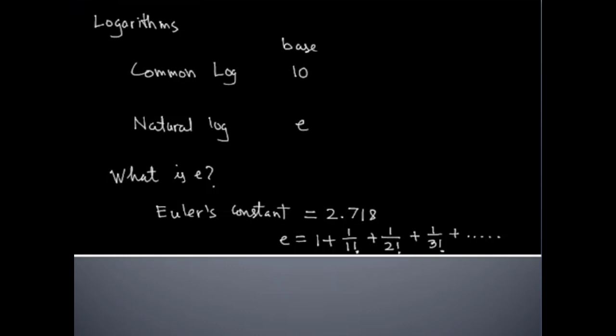Now, whenever the base of a log is not mentioned, you take it to be 10, the common log. If you have log 5 and the base is not mentioned, you assume the base to be 10, unless otherwise specified. If it is mentioned, fine; if it is not mentioned, you have to assume 10. You have to take the base to be 10.